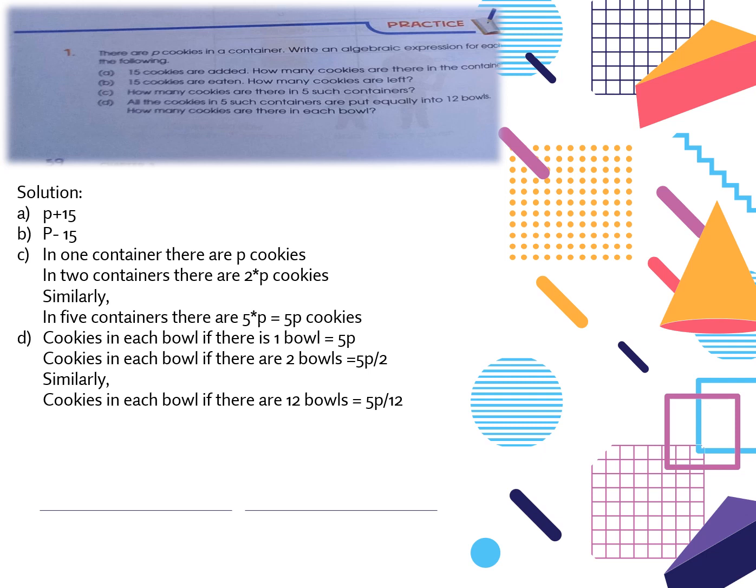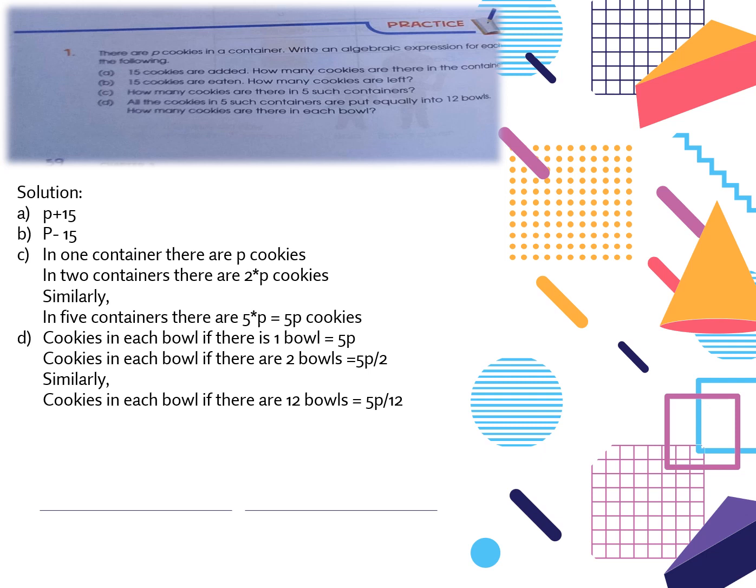How many cookies are there in the container? Initially, there were P cookies in the container and now 15 are added. So we can write it as P plus 15. In part B, we have 15 cookies are eaten. How many cookies are left?